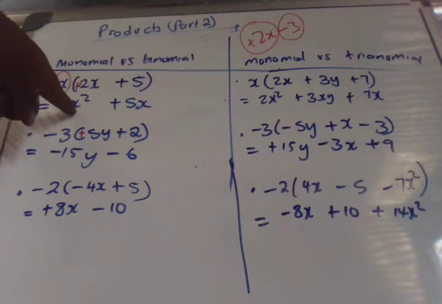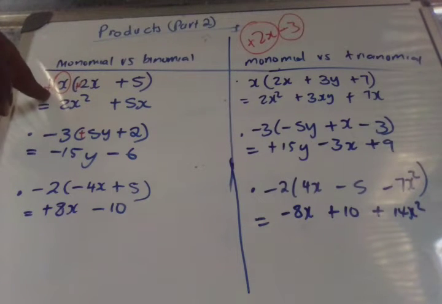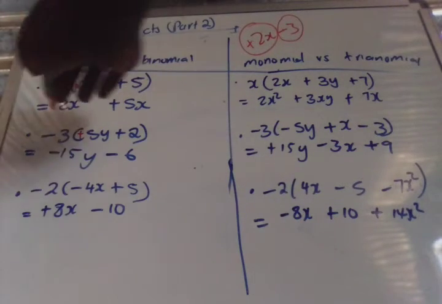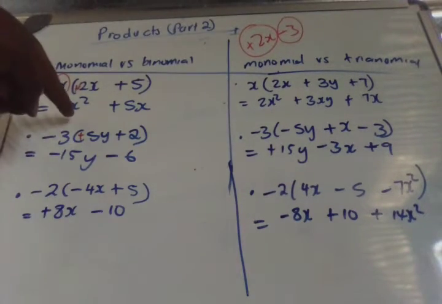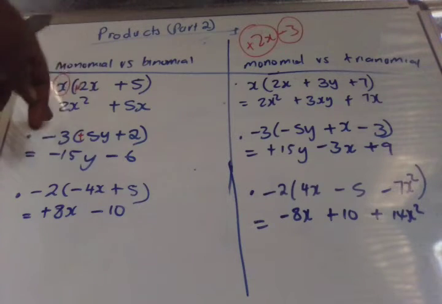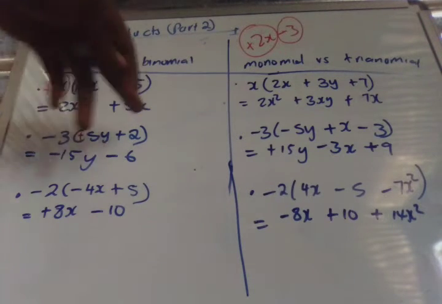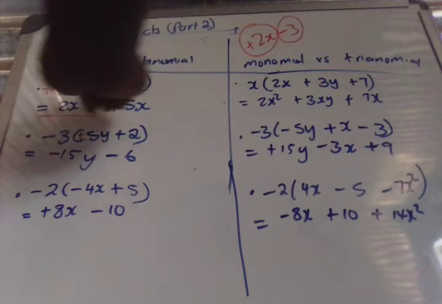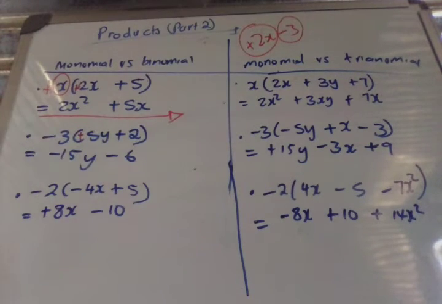2x is going to be positive 2x squared, positive x times 5 is going to be 5x. So this is going to be our solution. Because 2x squared and 5x are not like terms and cannot be added, this is going to be our final solution. That means we're done.